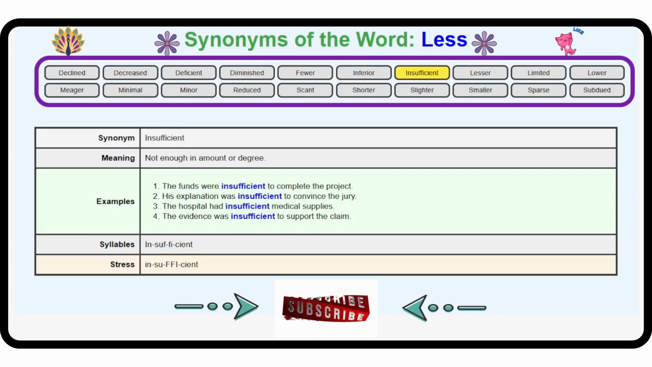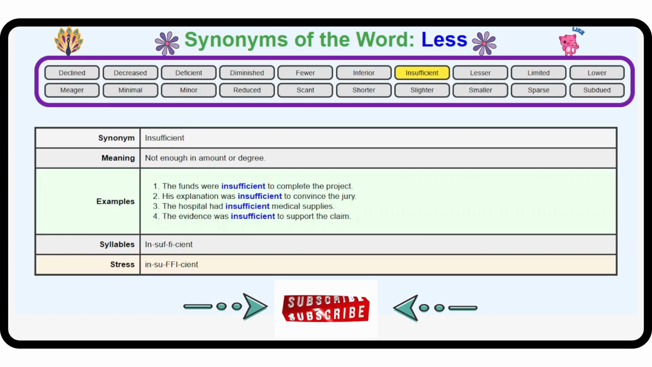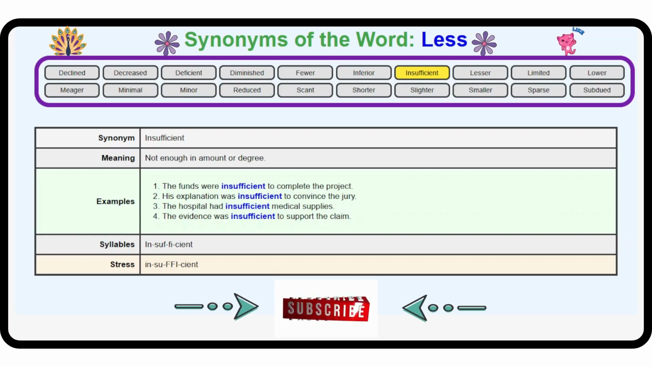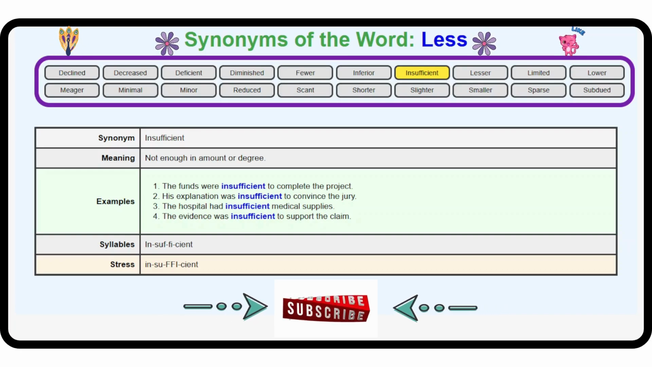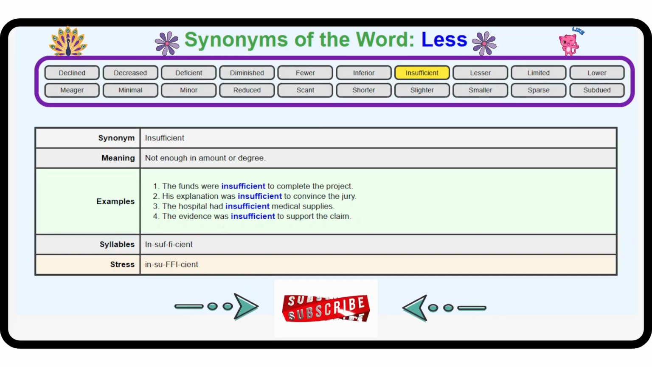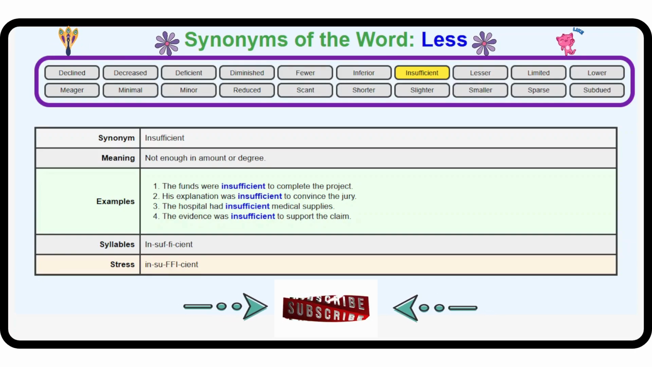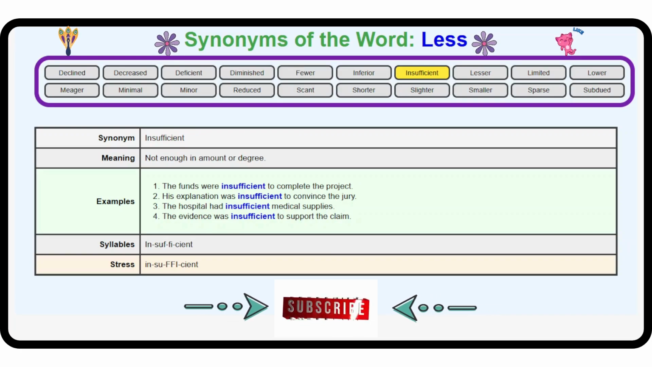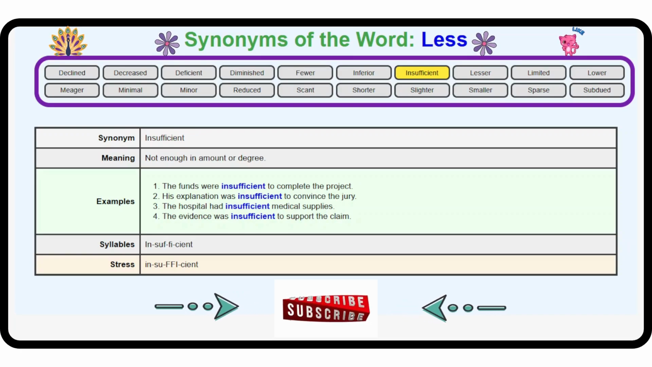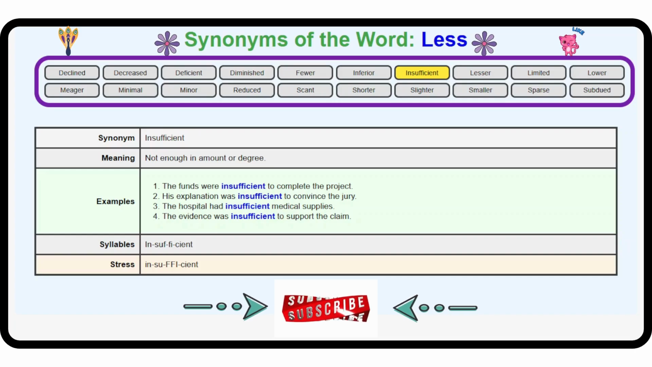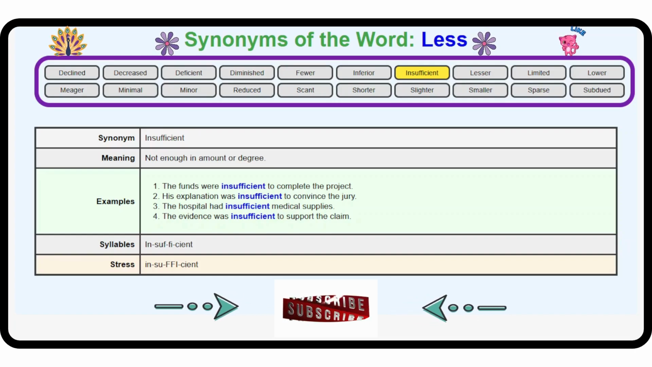Synonym, insufficient. Meaning, not enough in amount or degree. Example 1, the funds were insufficient to complete the project. Example 2, his explanation was insufficient to convince the jury. Example 3, the hospital had insufficient medical supplies. Example 4, the evidence was insufficient to support the claim. Syllables, insufficient. Stress, insufficient.